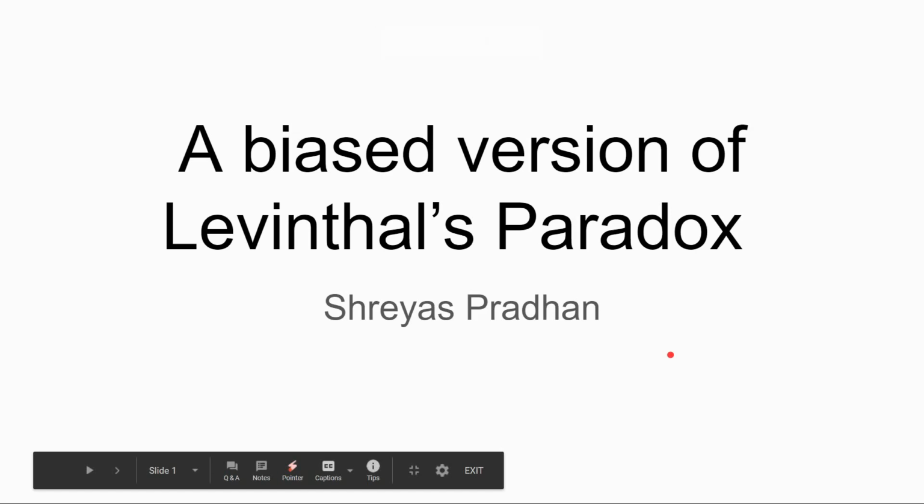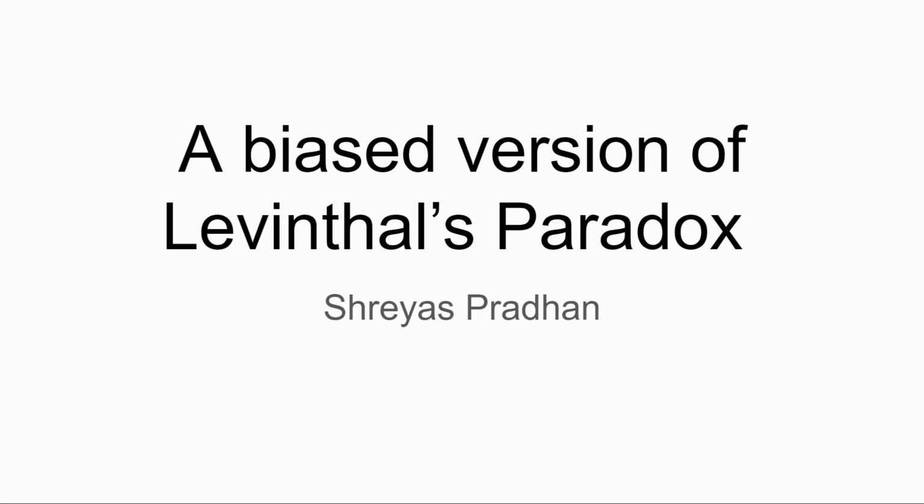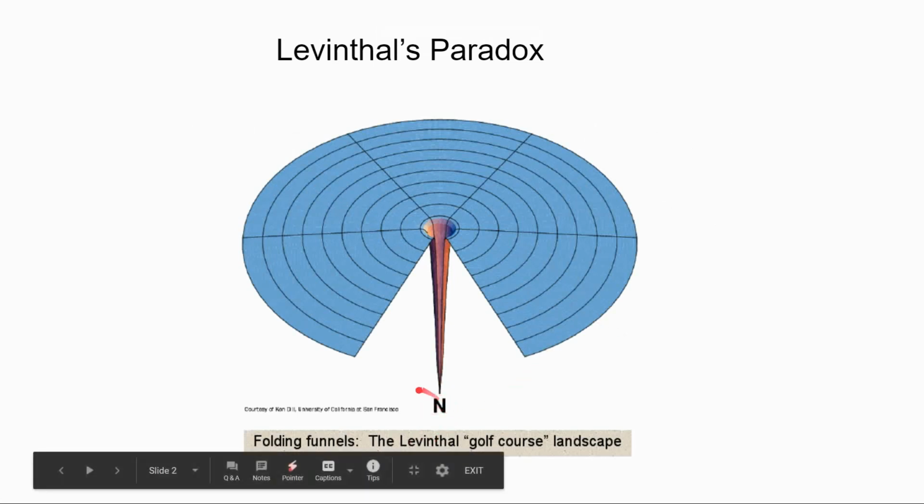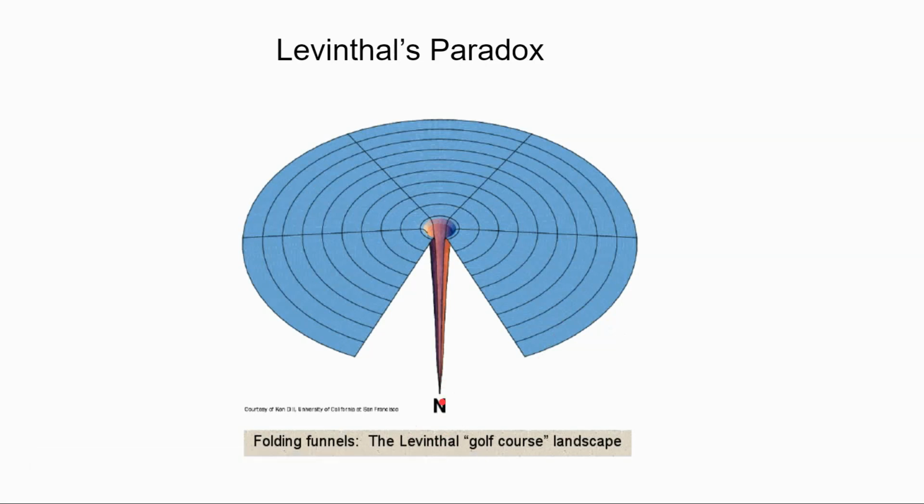So my name is Shreyas and today we look at a biased version of Levinthal's paradox. What Levinthal's paradox is, is that he wanted to know how the protein folding process works. He imagined that a protein wants to reach a native state N, and that a protein does a random search to do this. But what he found out is that a random search would take a lot of time, more than the age of the universe. So the paradox was, how does a protein search for its native state in such a small time?